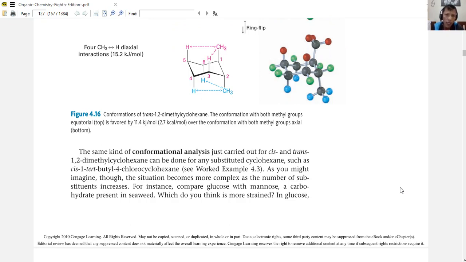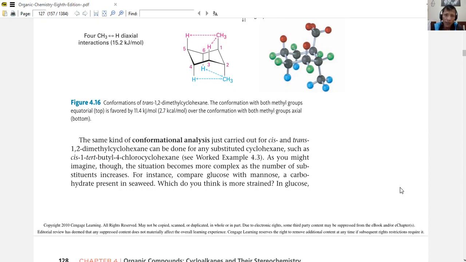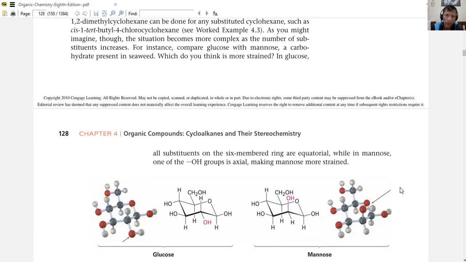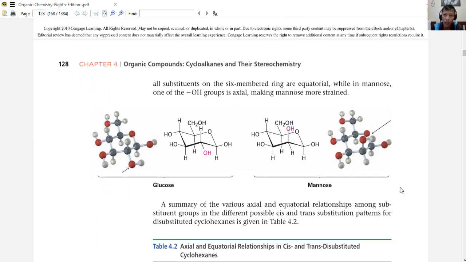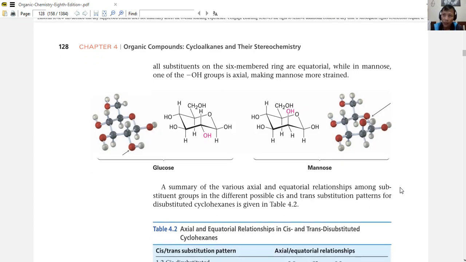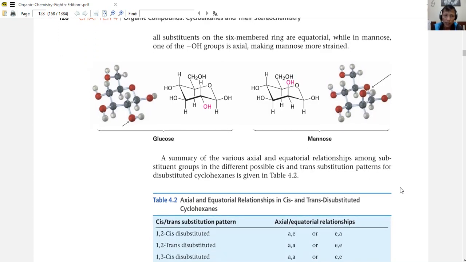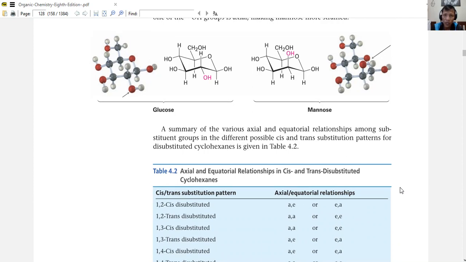The same kind of conformational analysis is carried out for cis and trans 1,2. So again, there's another comparison with respect to 1,2. These researches are somewhat ancient already, 1960s, 1970s, probably 1980s. So they are already computed, and we only have to know about them because they come in with the explanation on how they are stable and how they interact. Okay, so you have a disubstituted OH and a CH2OH.